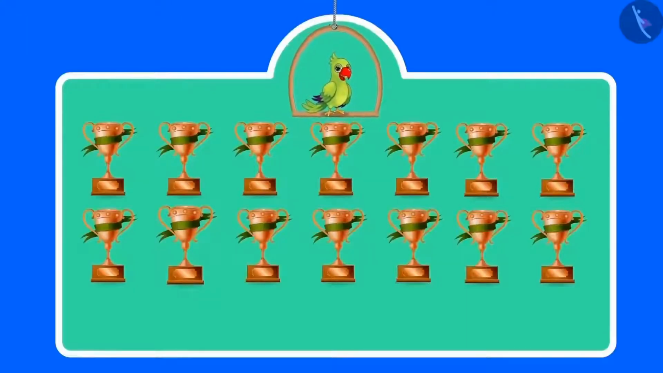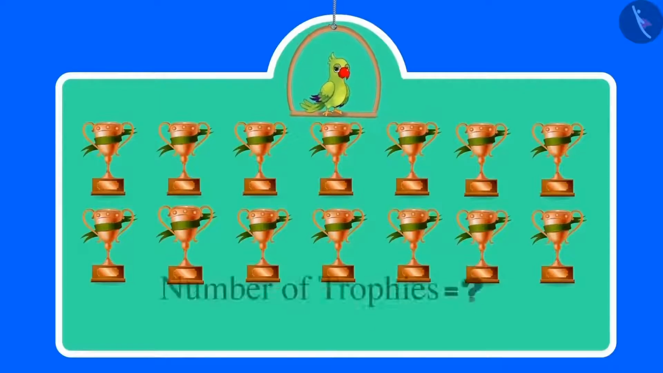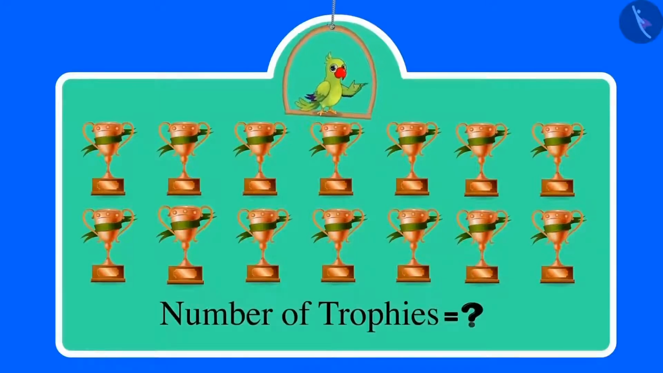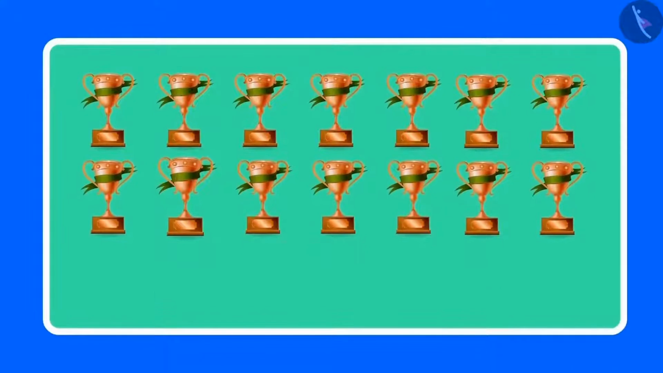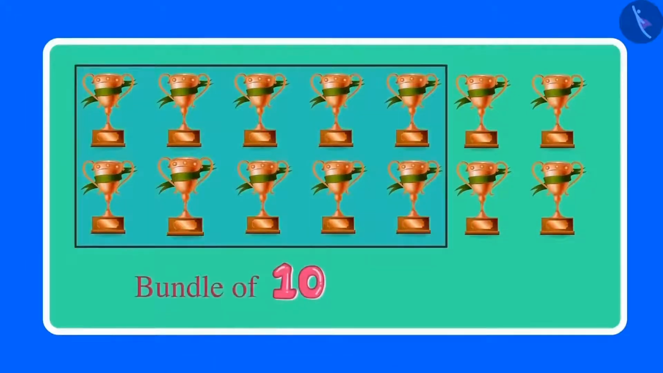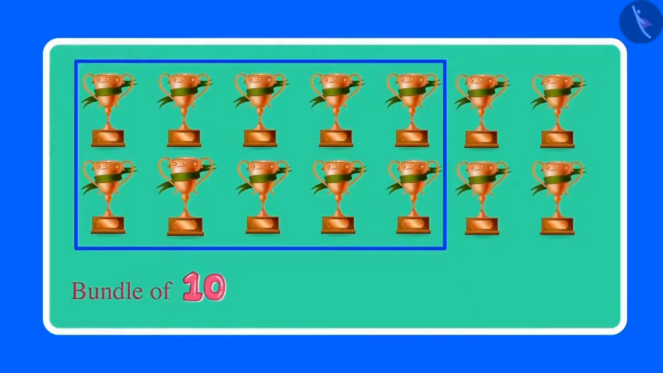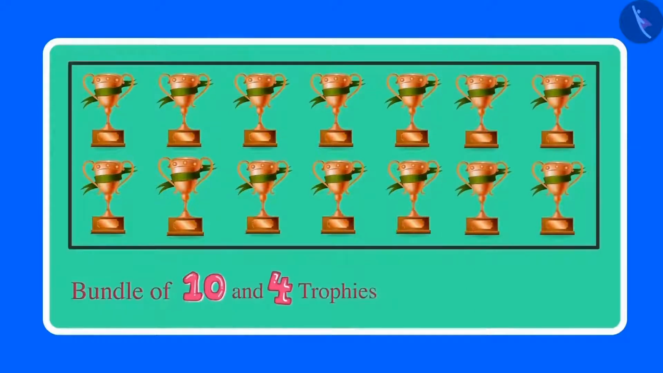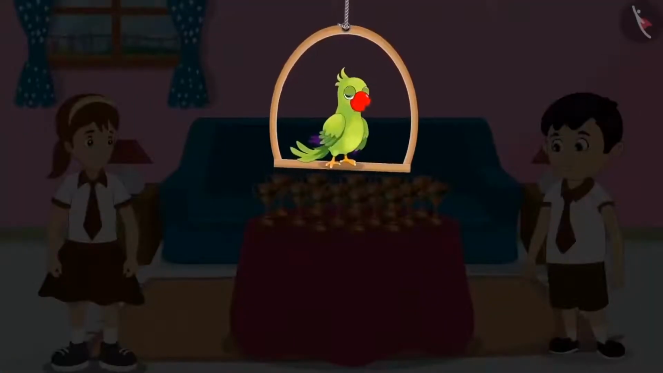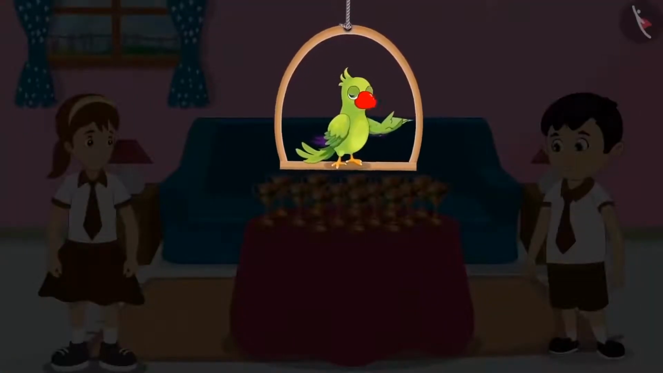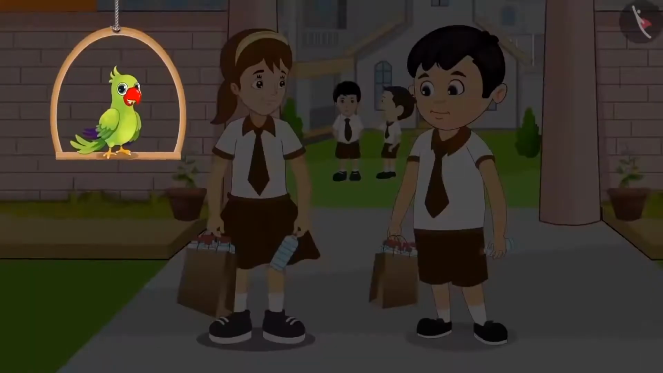Yes, Chotu, let's go. So children, can you tell me how many trophies Chotu has? Come on, let us count together. These are 10 trophies and we can make one bundle of 10 trophies. Apart from this, there are 4 more trophies. This means that Chotu has one bundle of 10 and 4 more trophies. That is 14 trophies in total. Even you had the same answer, right? Very good. Come on, now let us go to Chotu and Aarti's school.